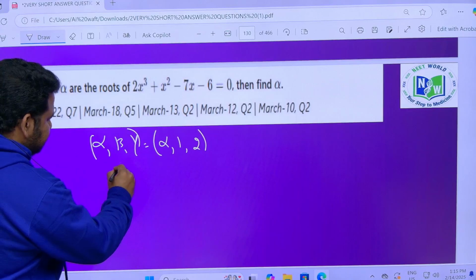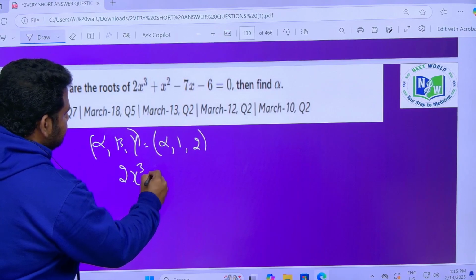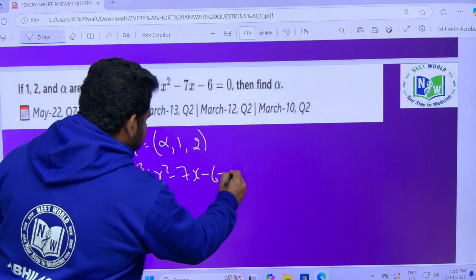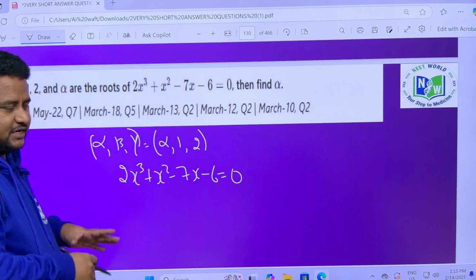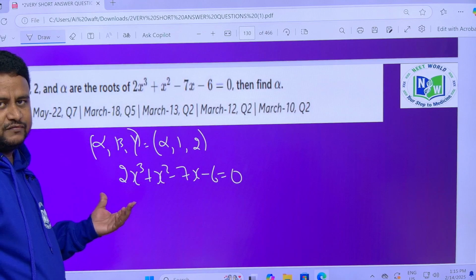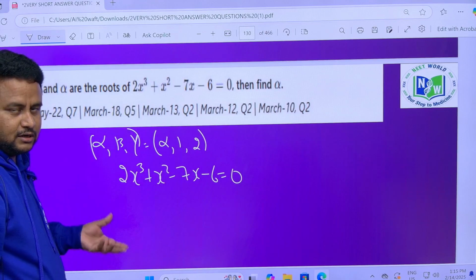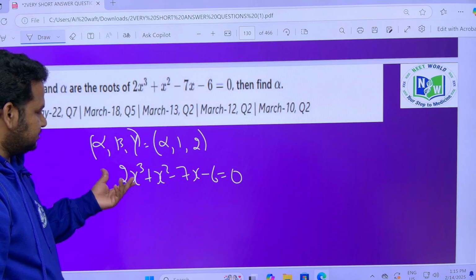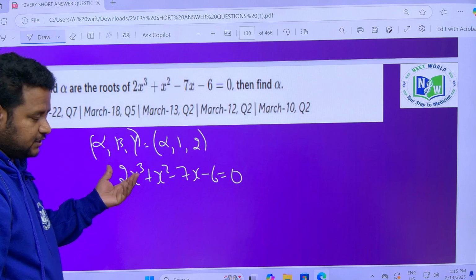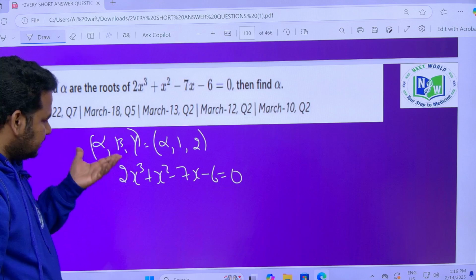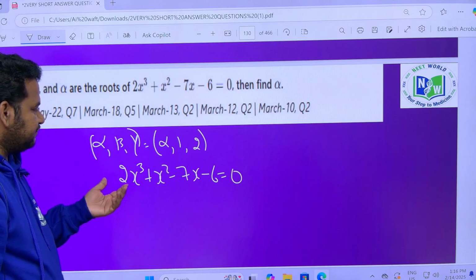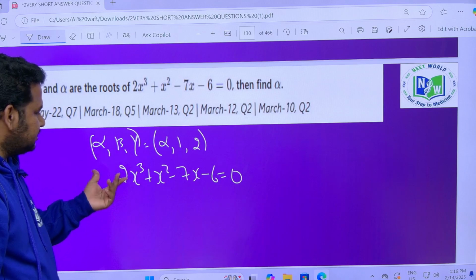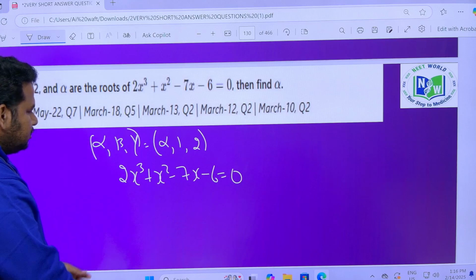What is the equation that they have given? 2x cube plus x square minus 7x minus 6 is equal to 0. This is the equation that they have given. I told you while explaining the concept, always the coefficient of the highest power, that is x cube or x to the power of 4 or x to the power of 2, should always be equal to 1. Here the coefficient is 2, so I have to make it 1.